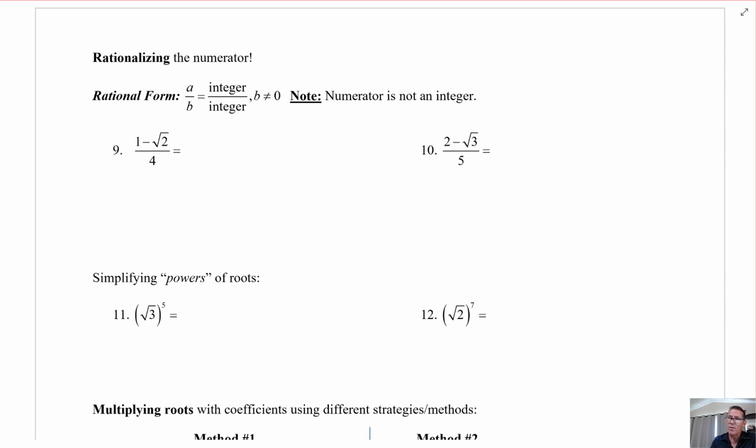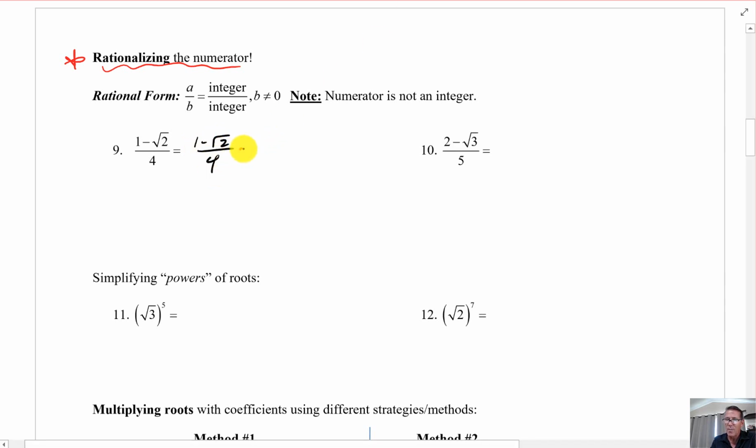Now, sometimes you want to rationalize the numerator. This is just developing the same skill that we did before, but we're applying it to the numerator as opposed to the denominator, because you can tell right now that the numerator, 1 minus rad 2, is not an integer. Root 2 is not an integer. So to make it rational, you do the same thing as we did before, but you do it up top. So we're going to take 1 minus rad 2 over 4.